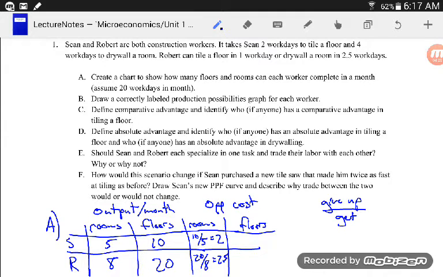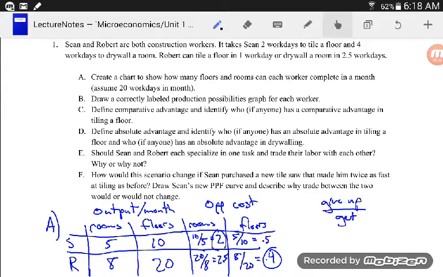For Robert, it's 2.5. So it looks like Sean, despite having no absolute advantages, does have a comparative advantage in rooms. And for floors, it'd be the reciprocal of that. You'd give up 5 rooms to do 10 floors, or half of a floor per room. And then 8 over 20 is 0.4, and so Robert has the comparative advantage there.